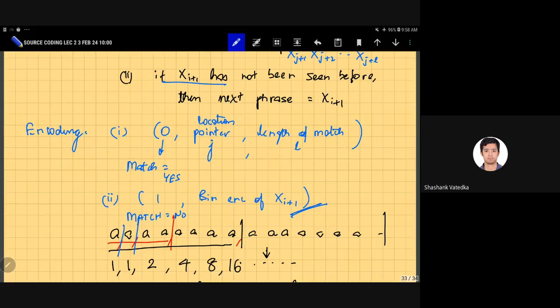Before I forget, for the first phrase, maybe we don't require a match bit, but just to be consistent, the first phrase will always be encoded by 1 and then the binary encoding. You can always do small engineering optimizations because there is some redundant information, but this is the rule that we will use.